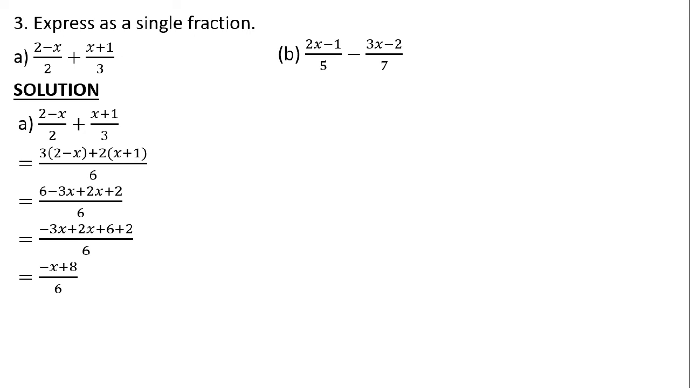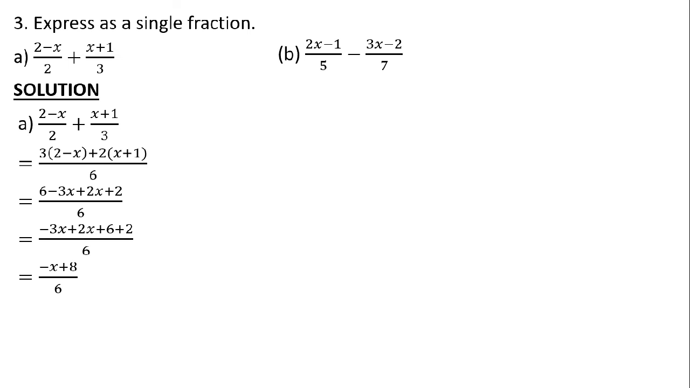So we'll do what we did in example A. We'll look for our common denominator. Which number can 5 and 7 be divided into without leaving a remainder? Our common denominator is 35. So we are going to divide 5 into 35, which will give us a 7, which we are going to multiply with 2x minus 1. 7 into 35 is a 5, which we are going to multiply by 3x minus 2.